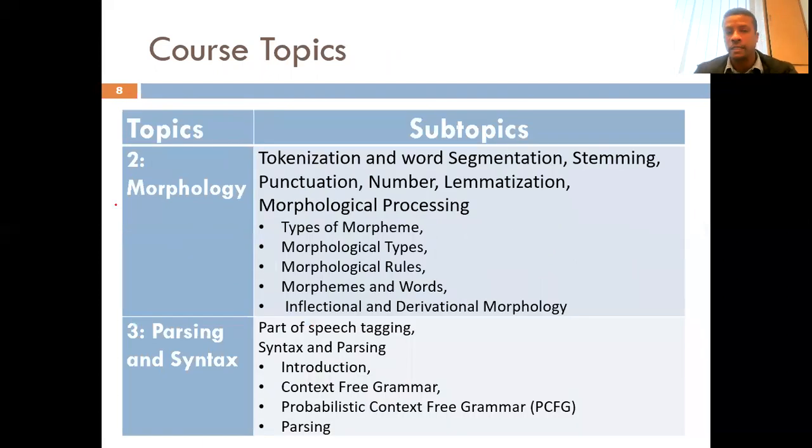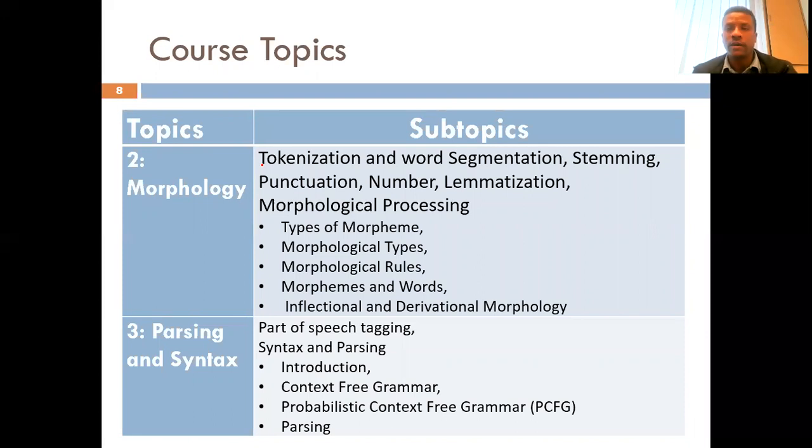The first one, as you can see, is about morphology, which is word formation, which is how we can understand how words are formed in different languages and how people can write a computer program to manage those words. So concepts like tokenization and word segmentation, which seem to be very easy at this level, should be discussed.